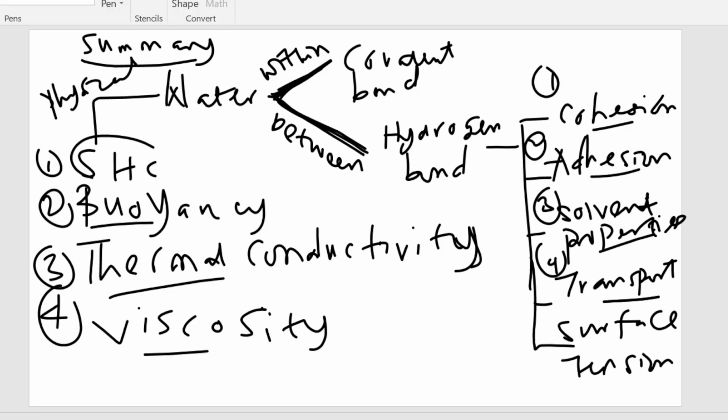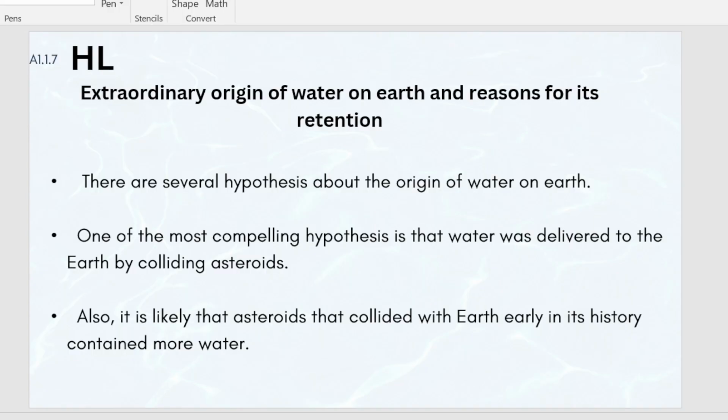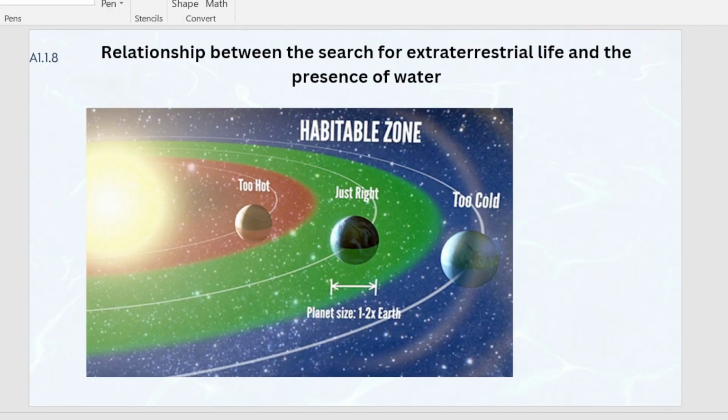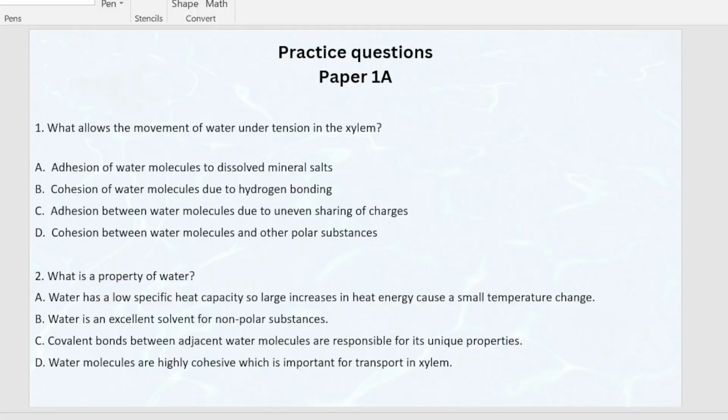We look at the transport properties of water and surface tension. Please take note of that. Then we also look at the physical properties of water, which include specific heat capacity, buoyancy, thermal conductivity, and viscosity. So this is what we have learned in this unit. Before we go to the HL content, which will be in our next video, I will just go through some practice papers in the next few minutes.